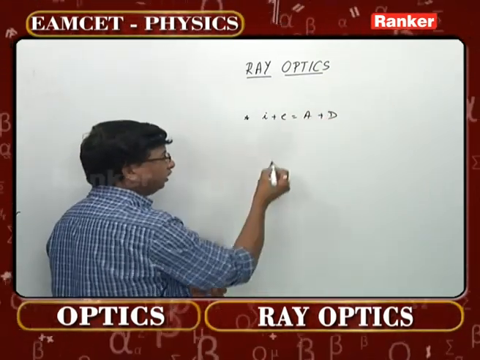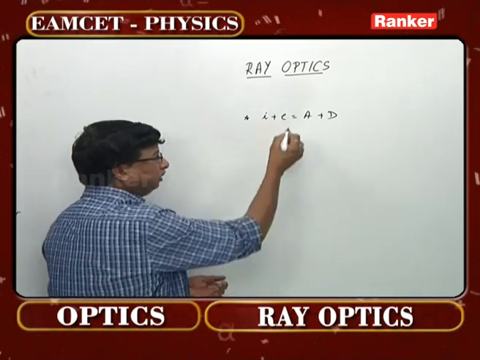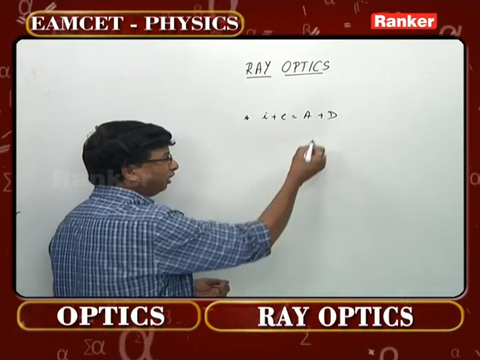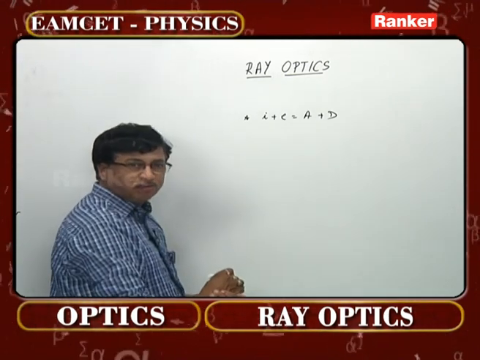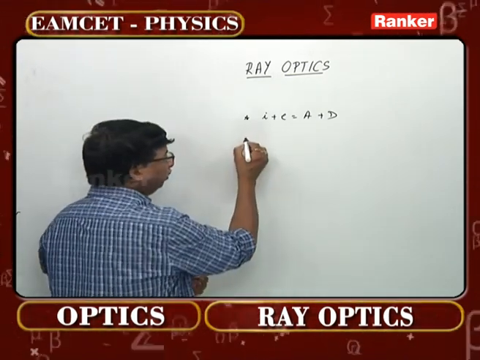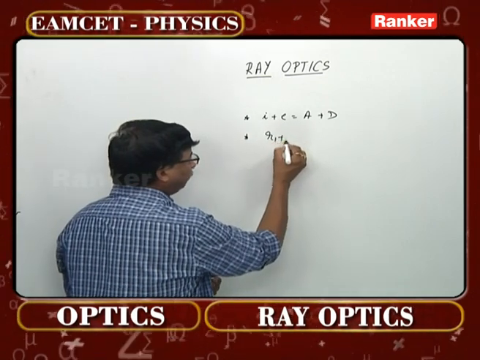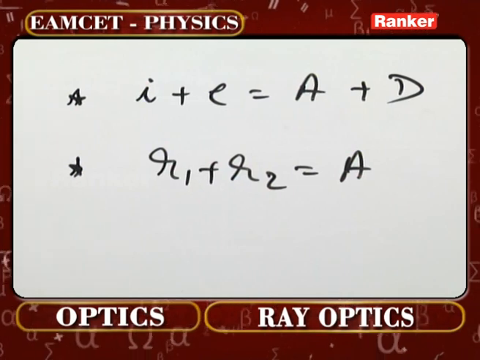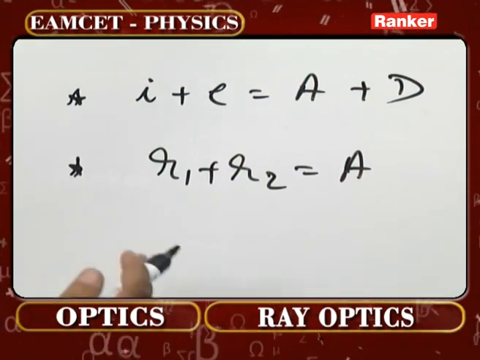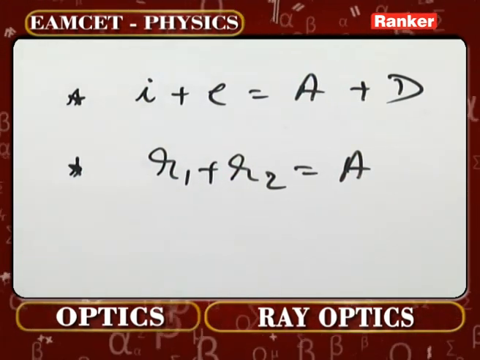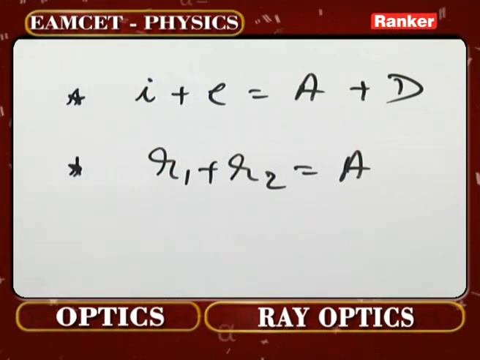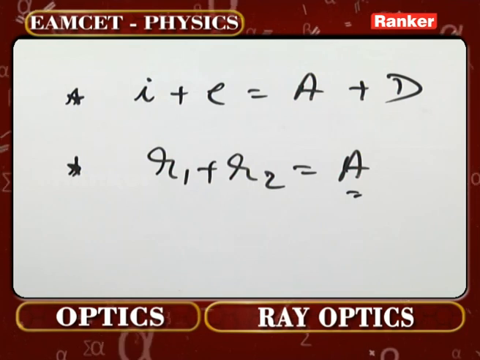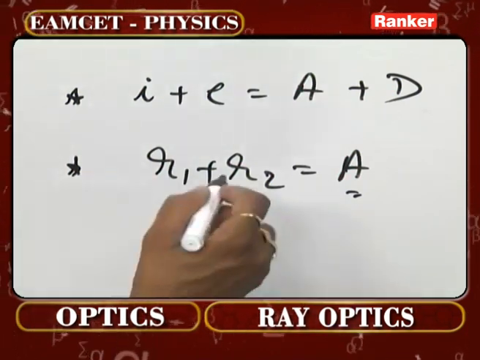i is the angle of incidence, e is the angle of emergence, A is the angle of the prism or refracting angle, you can remember, and D is called the angle of deviation over here. Coming to the next one, r1 + r2 = A. That means r1 is the angle of refraction at the first face of the prism, r2 is the angle of refraction at the second face of the prism. The sum of these two values will be equal to the angle of the prism. So this is the second one.